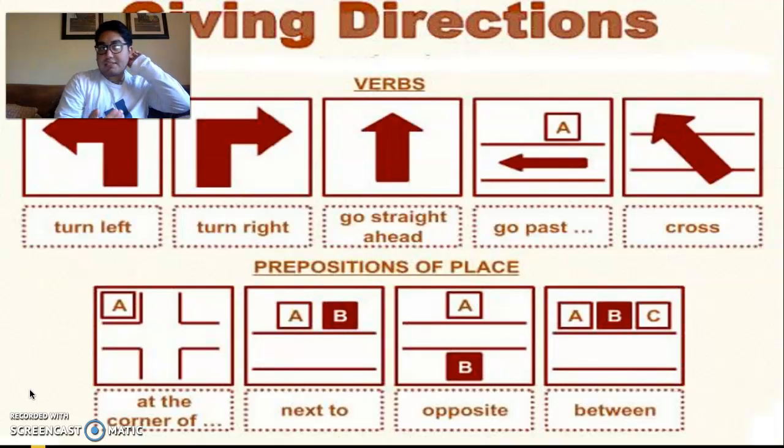O sea, go past the house. Pasa la casa. Cross es cruzar. Cross the street es cruza la calle. And we have the preposition of place. Tenemos las preposiciones del lugar. At the corner of, está en la esquina de.